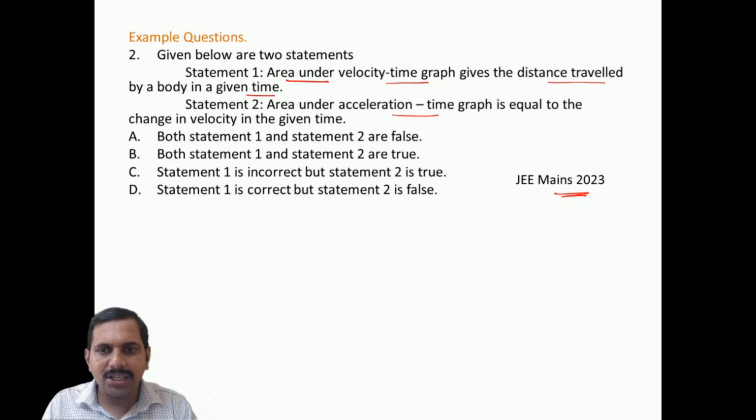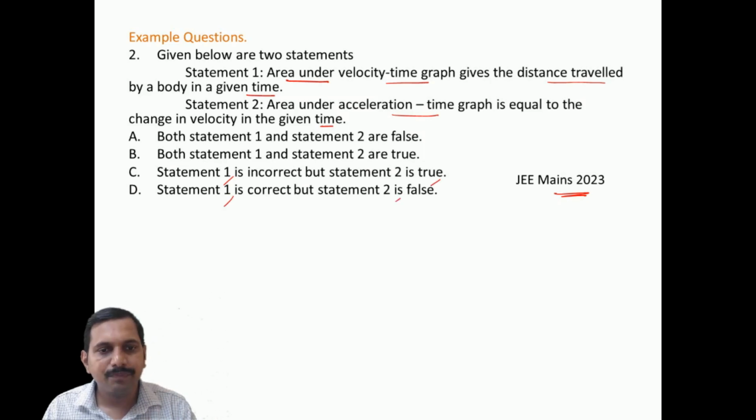Area under the acceleration time graph is equal to change in velocity in the given time. Now the options are: both statements are true; both statements are false; statement 1 is incorrect, statement 2 is true; statement 1 is correct, statement 2 is false.